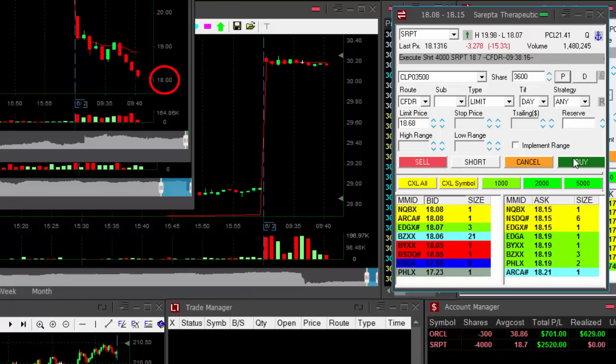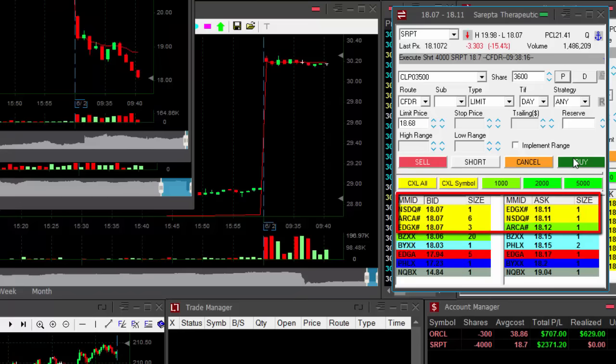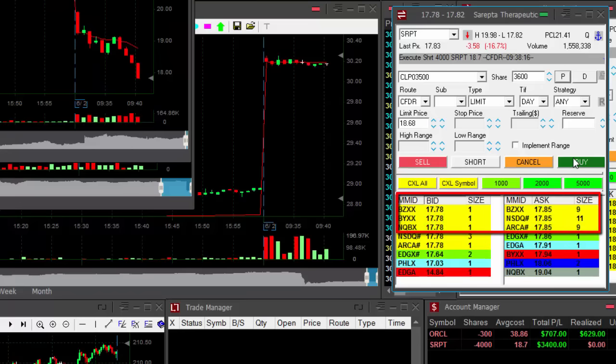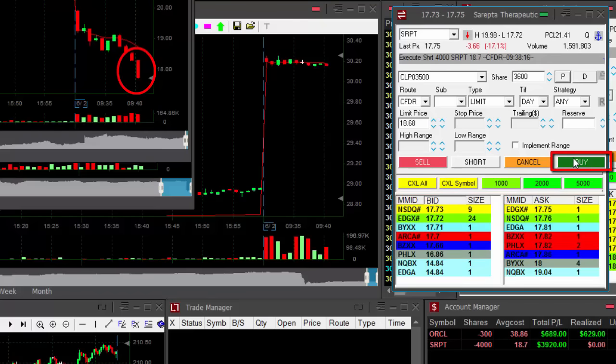Here comes the 18. I'm getting ready for my partial. That's a huge move. I'm up $2,400. I didn't expect that. Here we go. Let's see if it, oh, we didn't even hold the 18 for a second. Look at this breakdown. This is huge. Okay, come to Papa. Here we go.